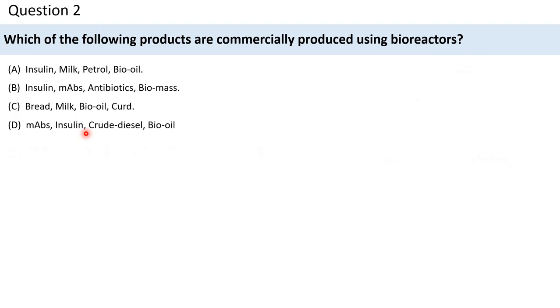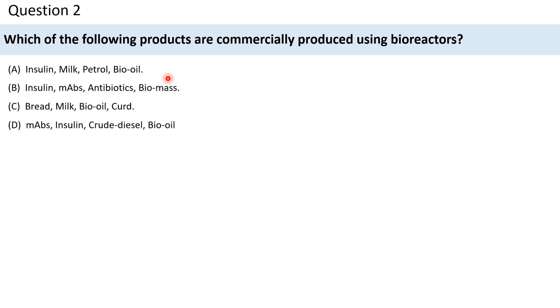Moving to question 2, which of the following products are commercially produced using bioreactors? Option A, insulin, milk, petrol, bio-oil. Option B, insulin, MABs, antibiotics, biomass. Option C, bread, milk, bio-oil, curd. Option D, MABs, insulin, crude diesel, bio-oil. So the question is, which of the following products are commercially produced using bioreactors?